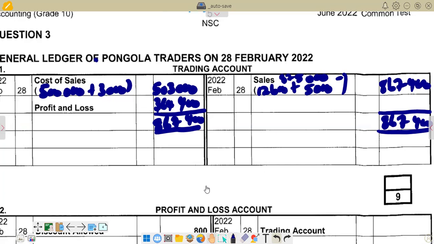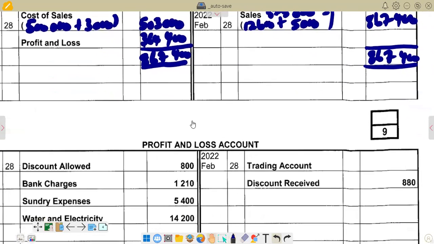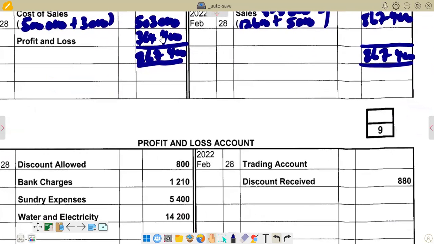The profit and loss is just beneath that. So this 364,400 is the figure that is supposed to come here, so you can just enter it here, 364,400, the same figure. It means we are crediting profit and loss, and then we are debiting the trading account, if it's a profit. If it's a loss, we are supposed to credit the trading account, and then we debit the profit and loss. So it's as simple as that. So this is what we are supposed to do.